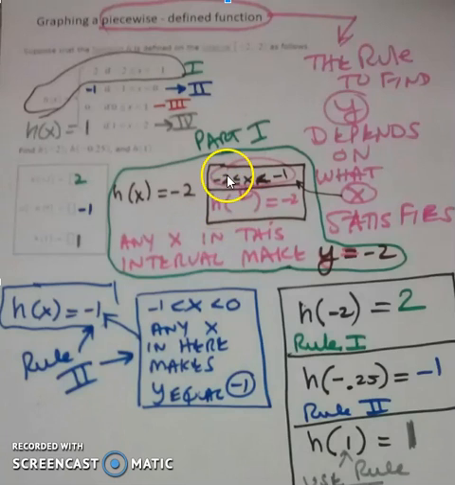So if I pick an x between -2 and -1, then the y is going to be -2. If I pick an x between -1 and 0, then it says the y has to be -1. So we have 4 different rules.